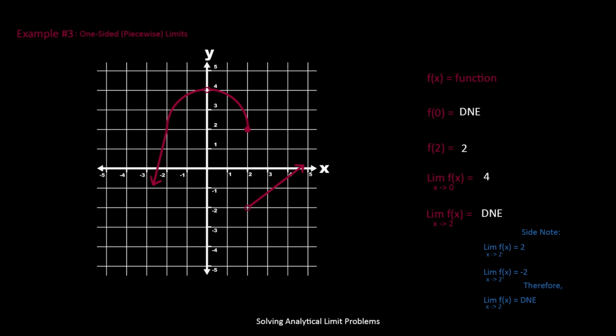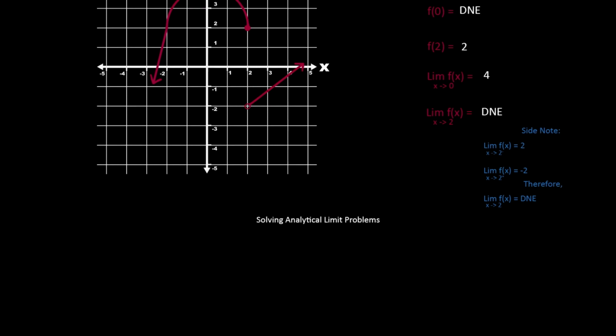Let's move on to analytical limit problems. For all analytical problems, there are always two steps we must follow. First, we must try to plug in the given value of x into f of x. If this results in a non-existent or non-real answer, we move to step 2, which is first simplifying algebraically, then plugging in.